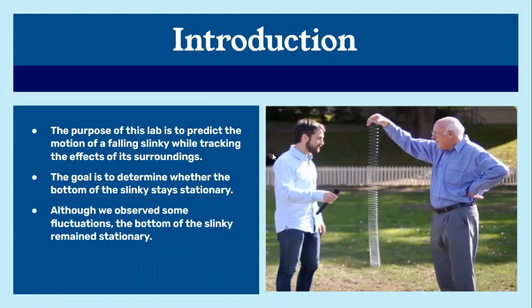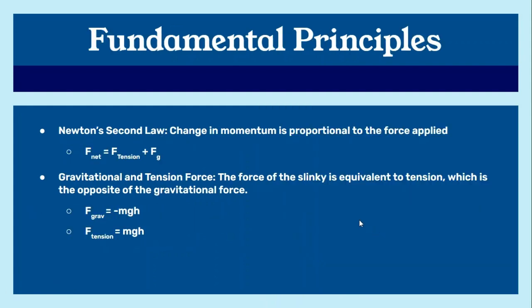So for this lab, we decided to do a falling slinky example. The purpose of the lab is to predict the motion of a falling slinky while tracking the effects of its surroundings, like when it's falling down, when it makes contact, and then reaches the ground. The goal is to determine whether the bottom of the slinky stays stationary during the drop. Although we observe some fluctuations, the bottom of the slinky remained stationary throughout the experiment.